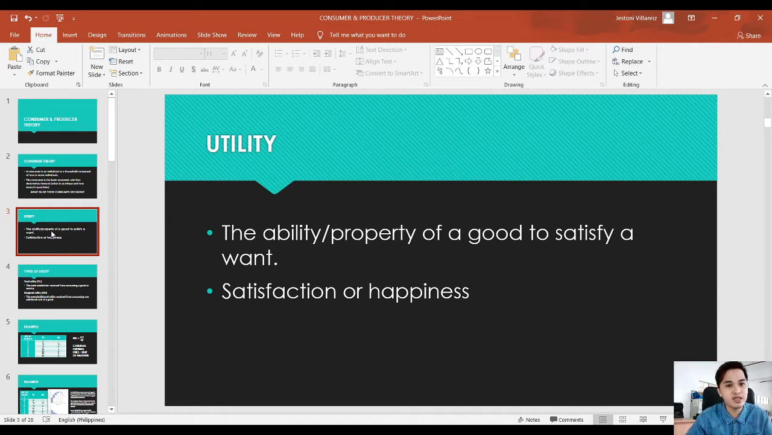Now, this is a different utility than what you know. It's not the utility worker, utility jobs. When we say utility in economics, it talks about satisfaction or happiness. In definition, it is the ability or the property of a good to satisfy a want.